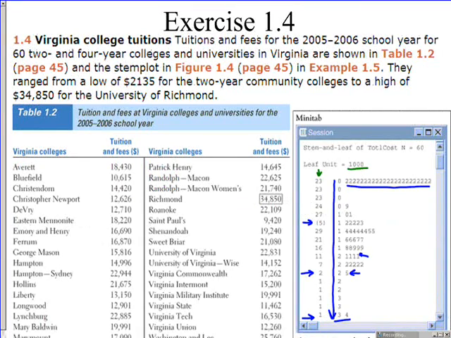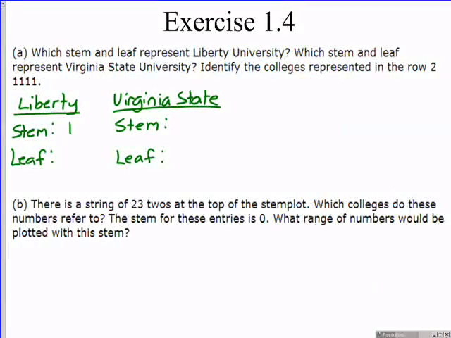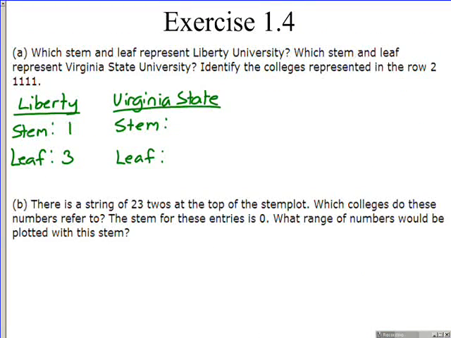If you go in alphabetical order here, there's Liberty University. Costs $13,150. Remember, we are truncating or getting rid of the hundreds. So really, we're looking at $13,000. So $13,000 would be represented by a stem of 1 and a leaf of 3. Virginia State. Virginia State is right here. Truncate the hundreds. So it costs $11,000 based on this stem and leaf plot. So it's a stem of 1 and a leaf of 1.